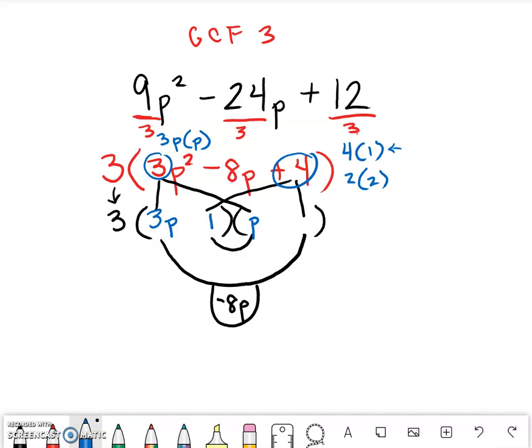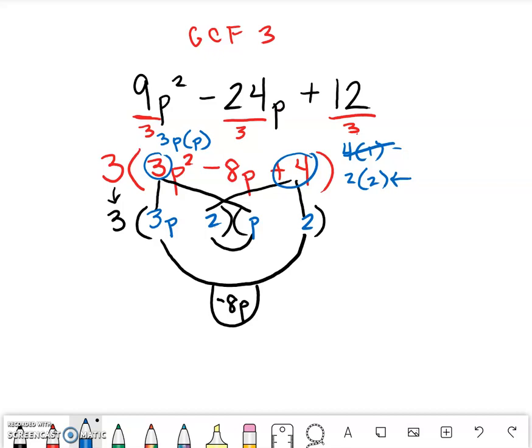If I swap them, 1 times p, that's 1p. 3p times 4, that's 12p. If I add those together, that's 13p. If I make opposite signs, that's 11p. So there's no way that's going to work. That's okay. That just tells me that's not the combo. So it has to be 2 and 2.